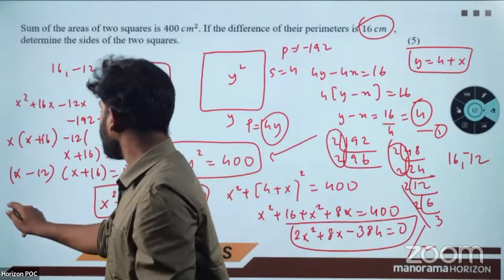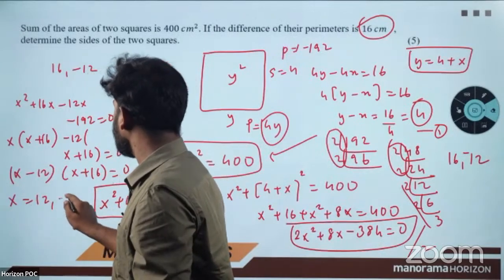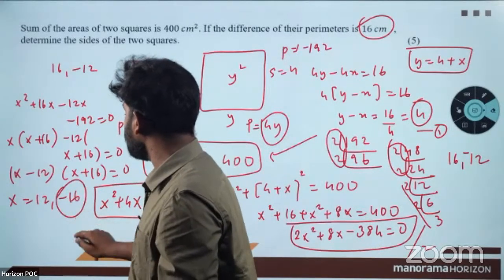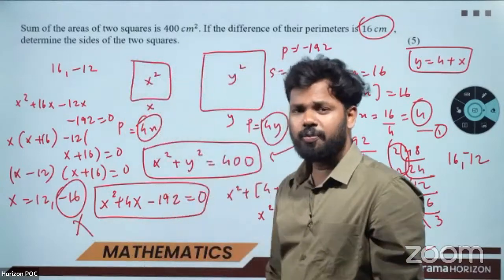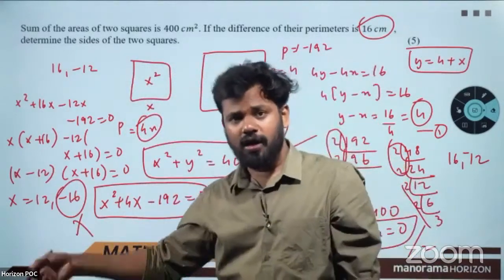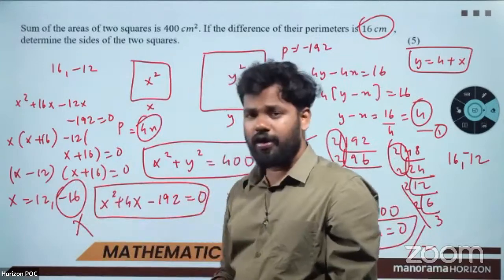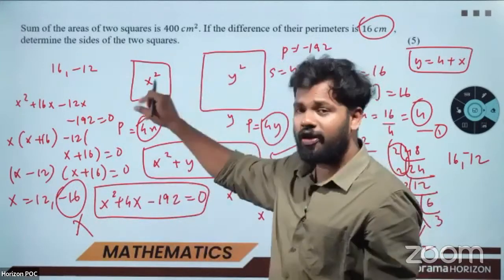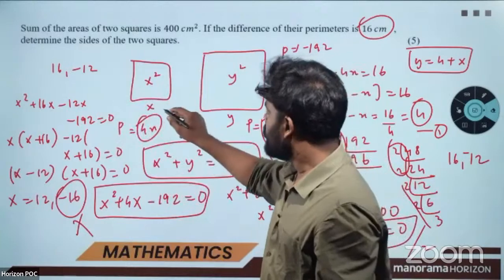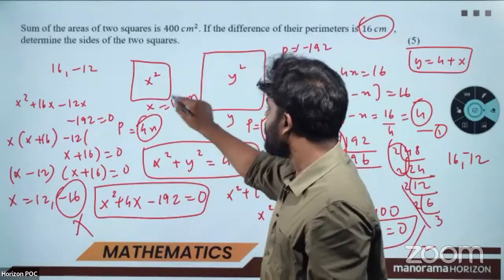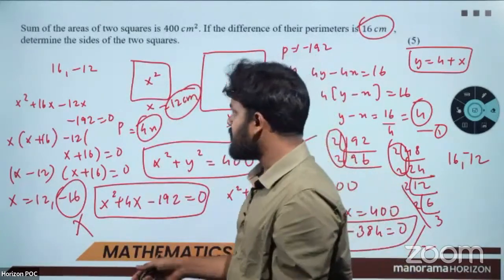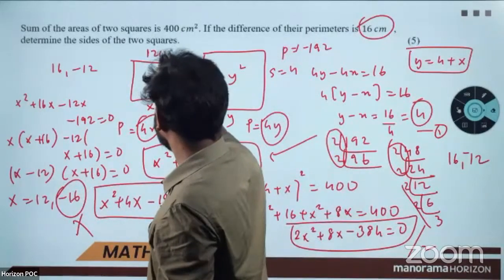So you have two values of x. x is 12 and the other one is minus 16. But minus 16 is not possible. Why is it not possible? It is the root of a quadratic equation, but here, since it is a side of a square, it should be positive. It should not be negative. So x is how much? 12. So this side is 12 centimeter.